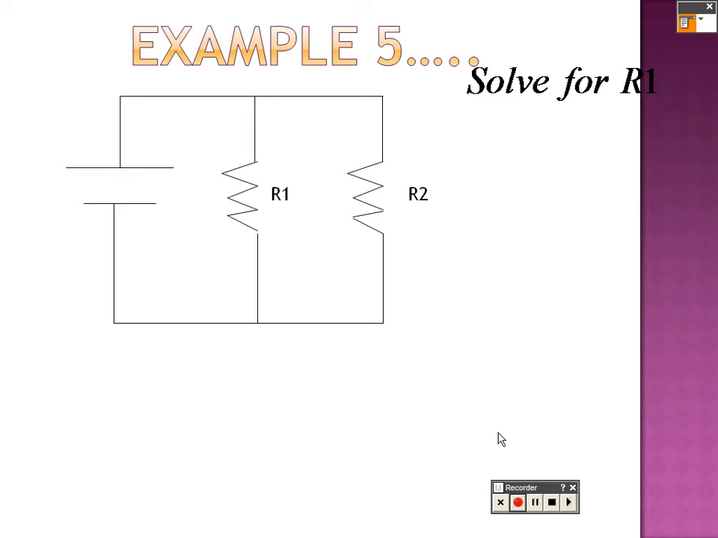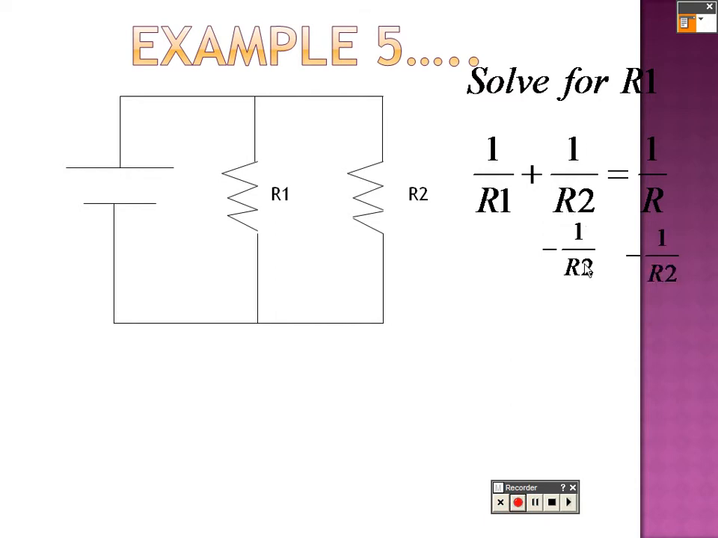Example 5, we want to solve for R1. And here's the formula. So this is what we have. R1, R2, and R. These are all different variables. Since they're all different variables on the bottom, I need to somehow make them all be the same before I can combine them together. I need to solve for R1, which means I want to get this all by itself. So to get R1 all by itself, here's what I'm going to do. I'm going to move this. So since it's a positive 1 over R2, then I'm going to minus 1 over R2 to both sides. So now this cancels out, leaving me with 1 over R1 equals 1 over R minus 1 over R2.